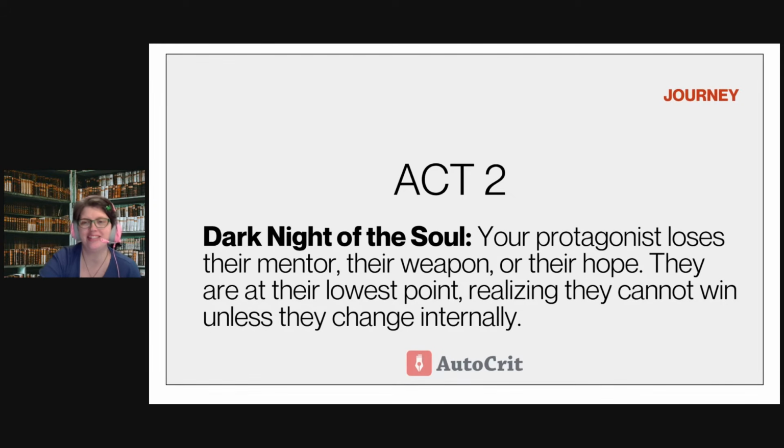This leads us to the dark night of the soul, where our protagonist is going to lose something. Maybe it's their mentor, their weapon, maybe it's just their hope. They're experiencing loss of some kind. They hit rock bottom. And then they realize that they cannot win unless they change internally.